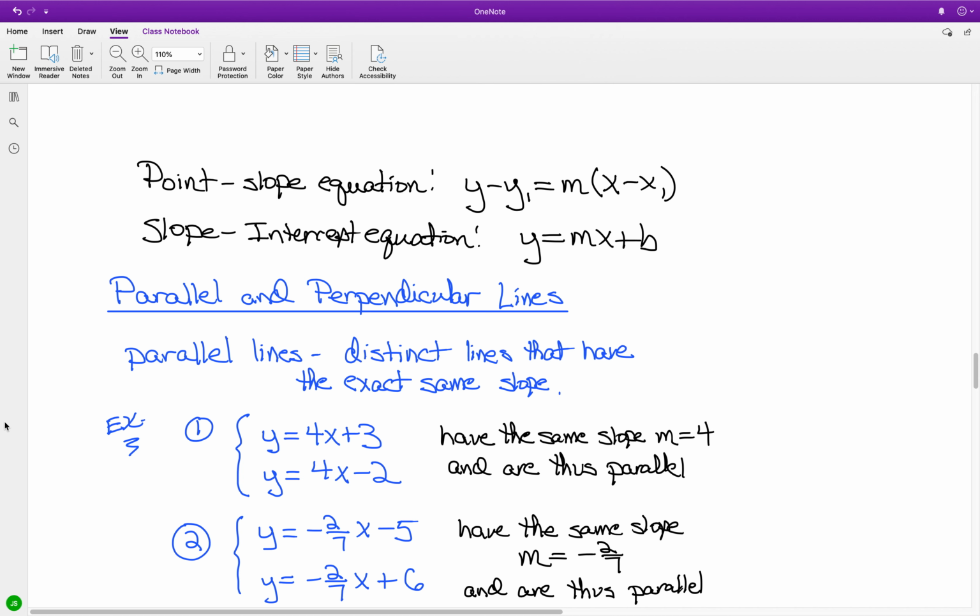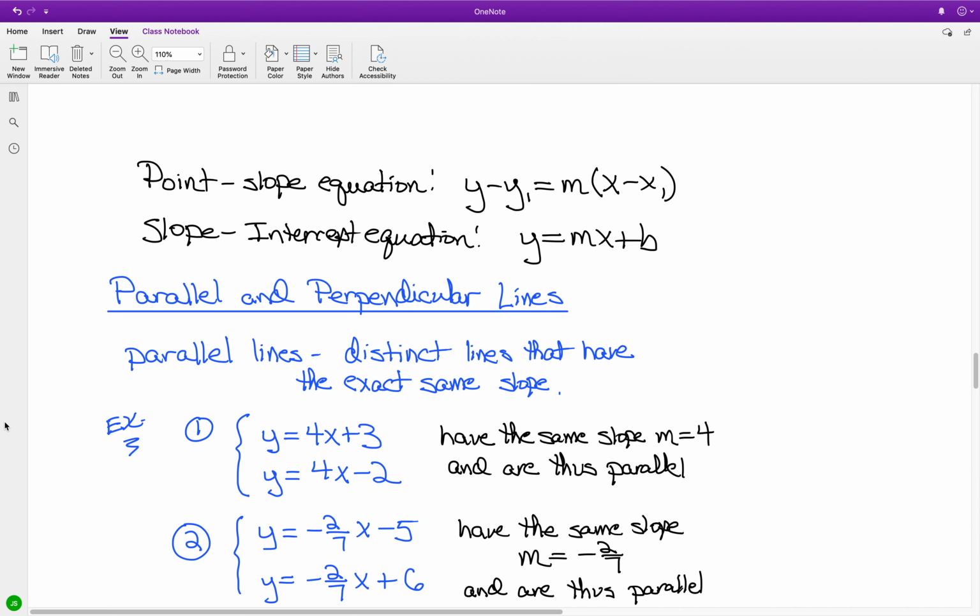Now for parallel lines, these are going to be distinct lines, in other words different lines, that will have the exact same slope. As instances of sets of parallel lines, in the first case we have y is equal to 4x plus 3 and y is equal to 4x minus 2. Both of these equations are written in slope-intercept form. And again, in the slope-intercept form, the x-term coefficient is going to be the slope.